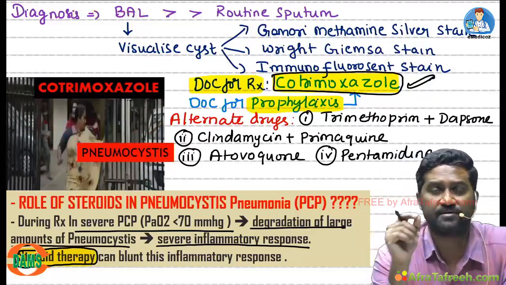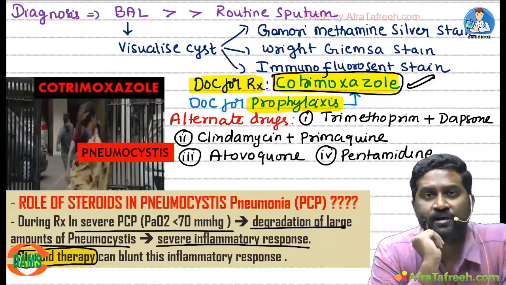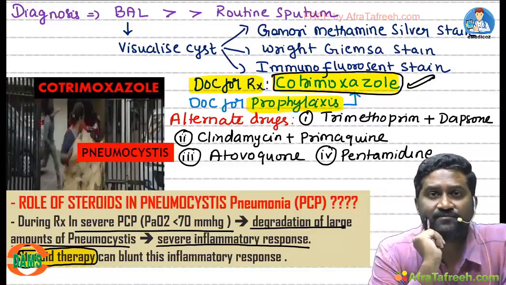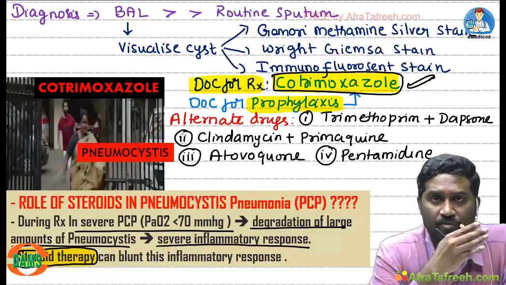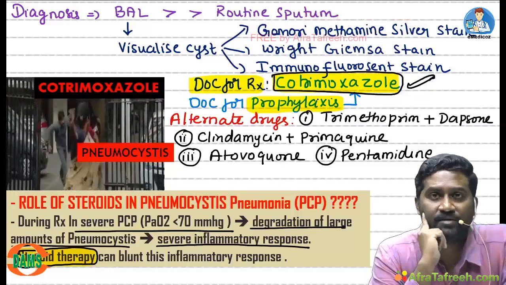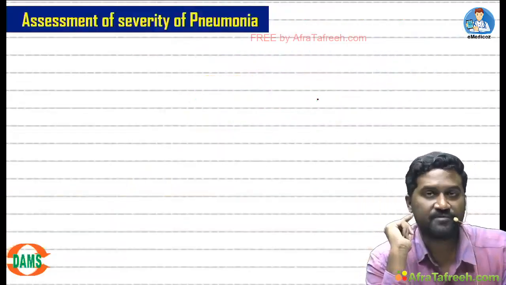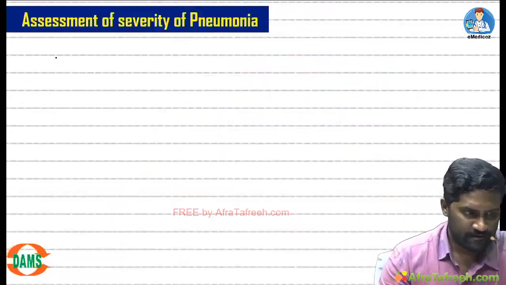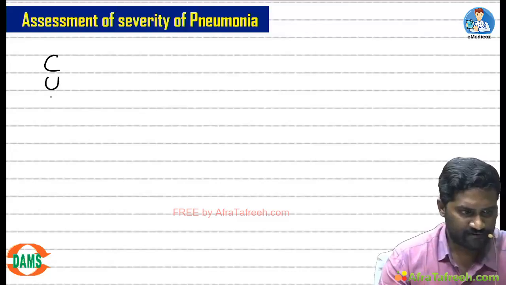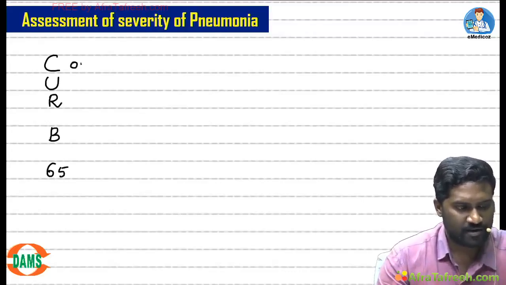Now there is a patient with pneumonia. He has come to your hospital. How will you assess the severity and decide whether to admit him, send him home, or admit him directly in the ICU? For assessment of severity of pneumonia, there is a scoring system called CURB65. C stands for confusion.